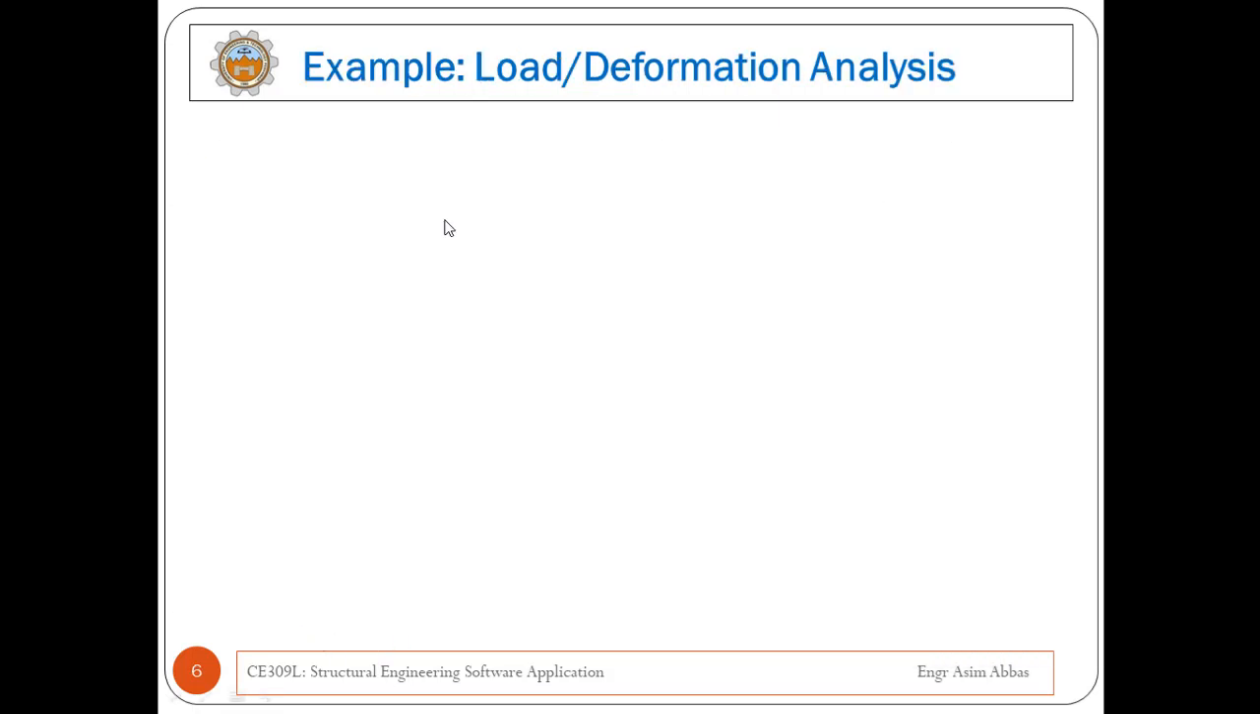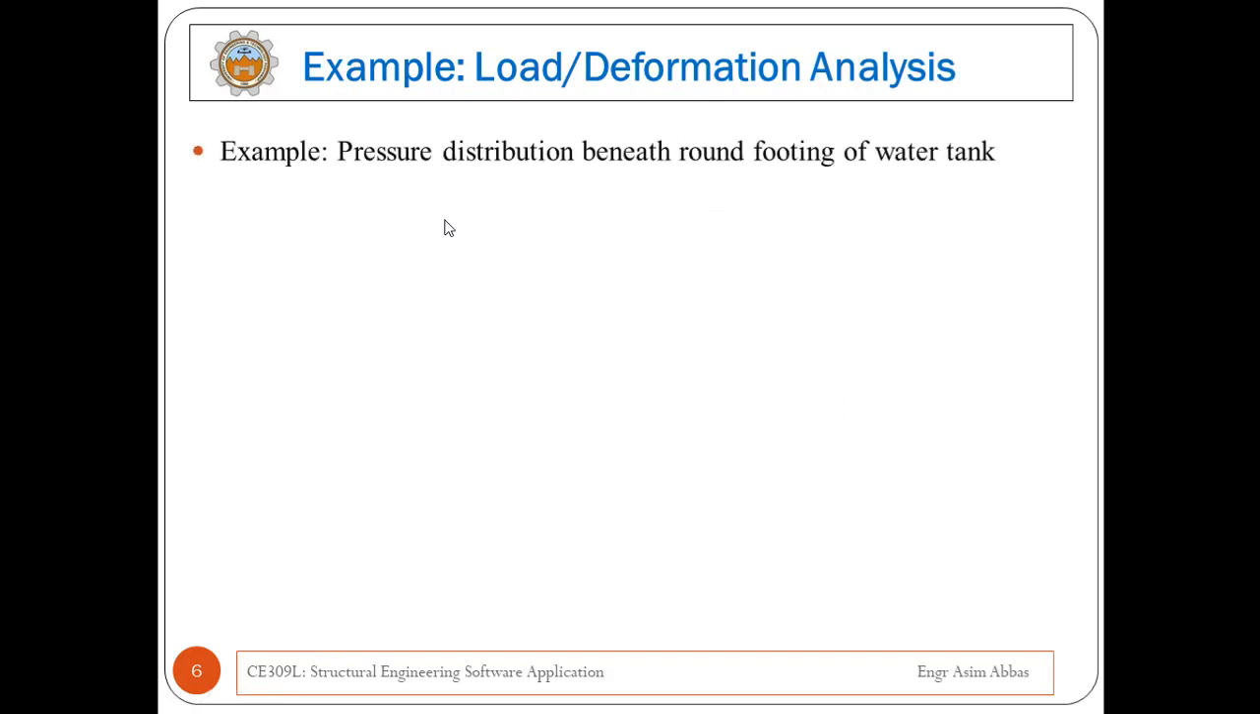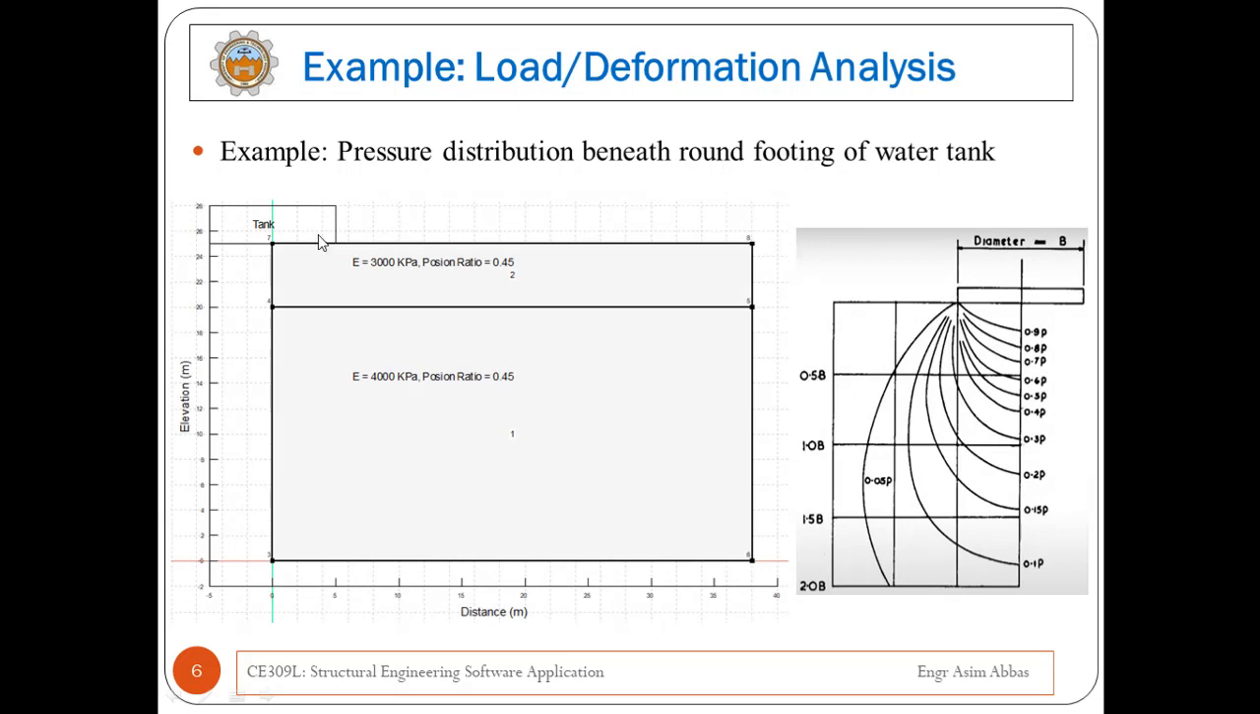Example on load deformation analysis. Okay, in this example I will determine the pressure distribution beneath the round footing of the water tank given below. Right, this is the water tank, and the width of the water tank is 10 meters, and the load of the water tank is 100 kilopascals, and two different layers of material are there below the water tank. And I will discuss how to solve this example in GeoStudio by using the SIGMA/W feature.